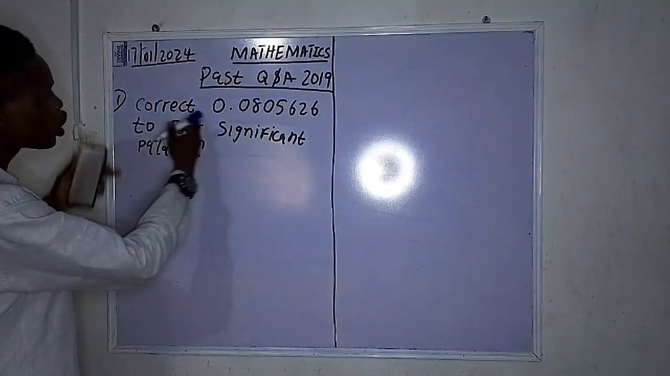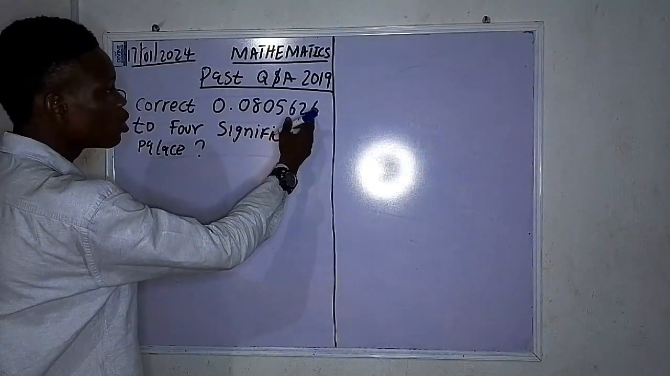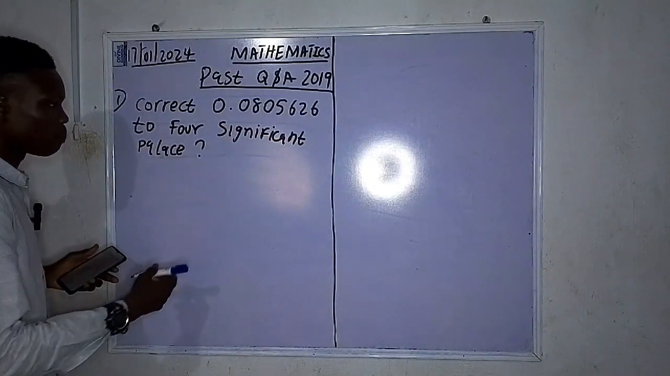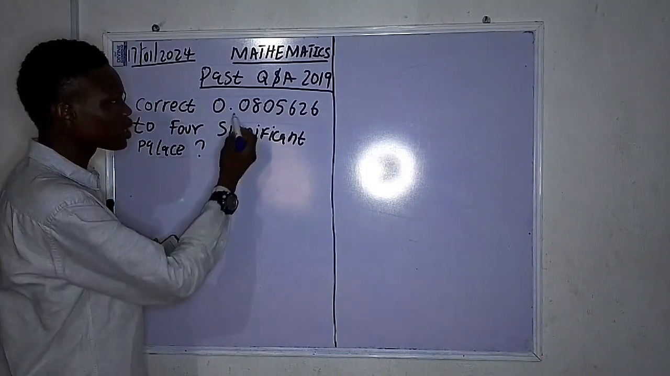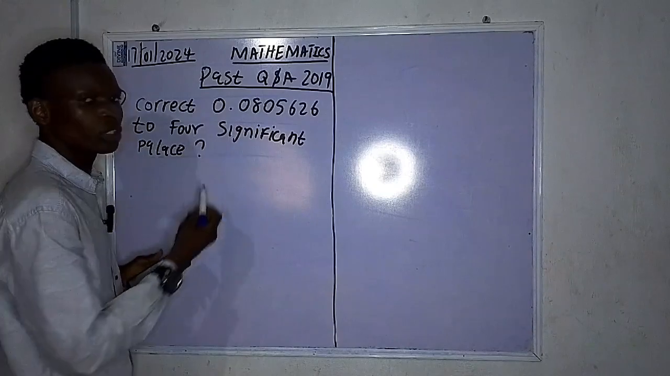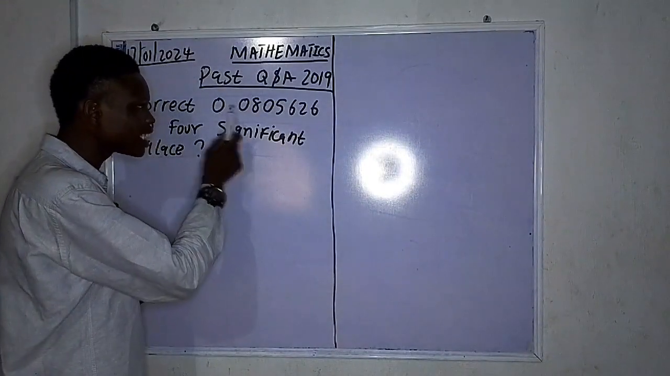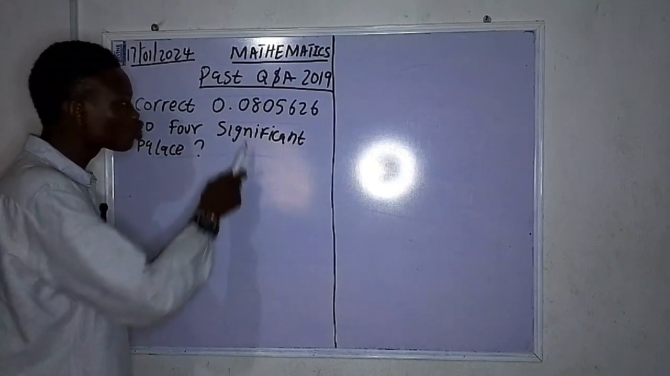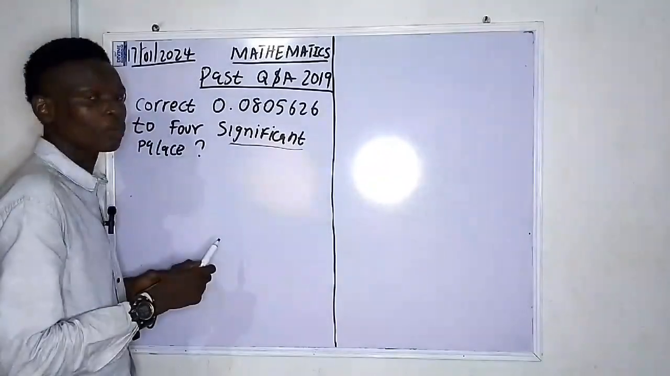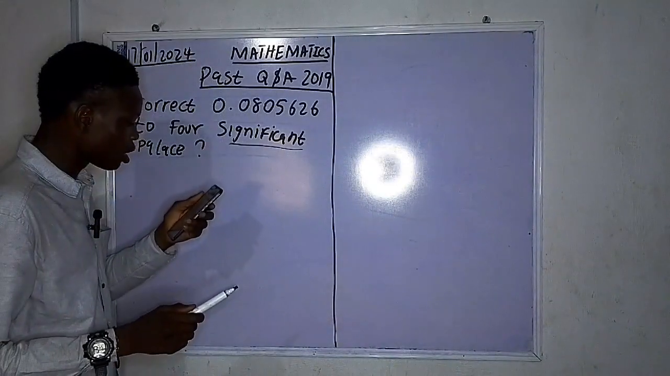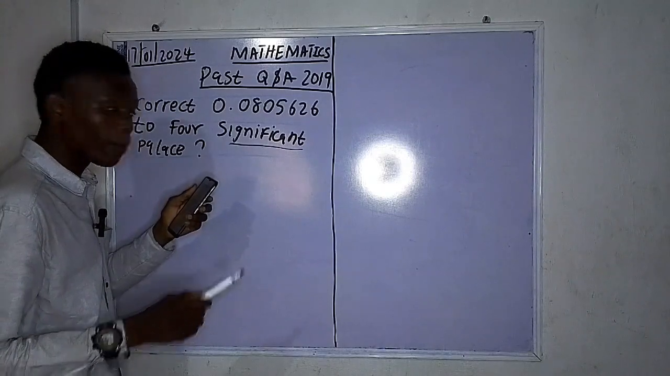Now it says, correct 0.080562 to 4 significant places. What will many students do? Many students will start counting from this zero, but no, you don't do that. Why won't you do that? It is because zero is not a significant number and it's not recognized to be called a significant number in this question. Now the options we are given include 0.081.